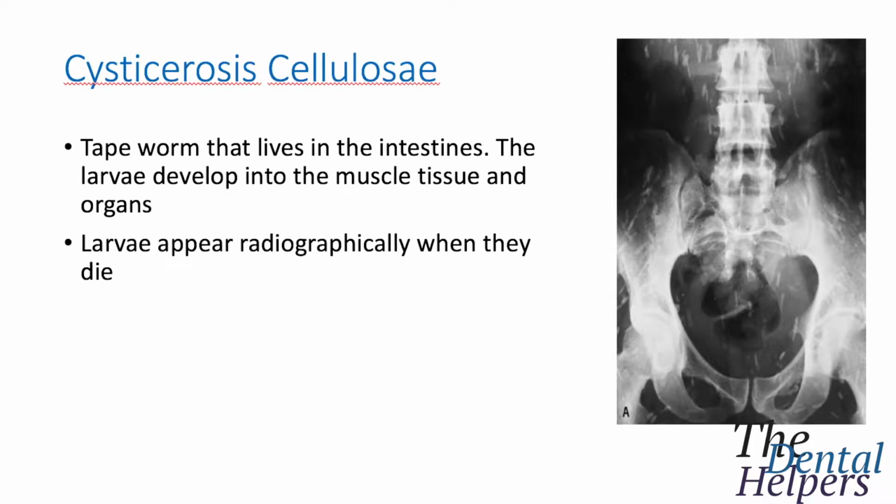Cysticercosis cellulosae. Basically, it's a tapeworm that lives in your intestines. While it's alive and the larvae are alive, it's going to be parasitic. Radiographically, you cannot see this because these worms are really weird in the sense that they can evade the host immune response. But once they die, for some reason, the host immunity is going to attack them. Then radiographically, you see that these larvae are parallel to the bone, not the bone, sorry, the muscle.